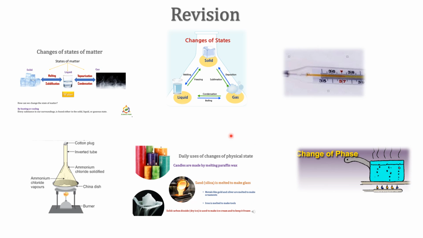We learned where we use these changes of physical state in daily use. What products do we use daily which are made by changing their phases? And lastly, we saw a demonstration of the sublimation of Bhimseni Kapoor.